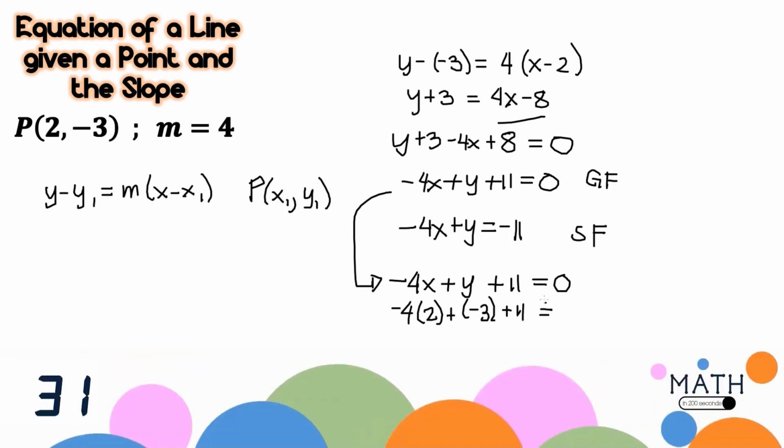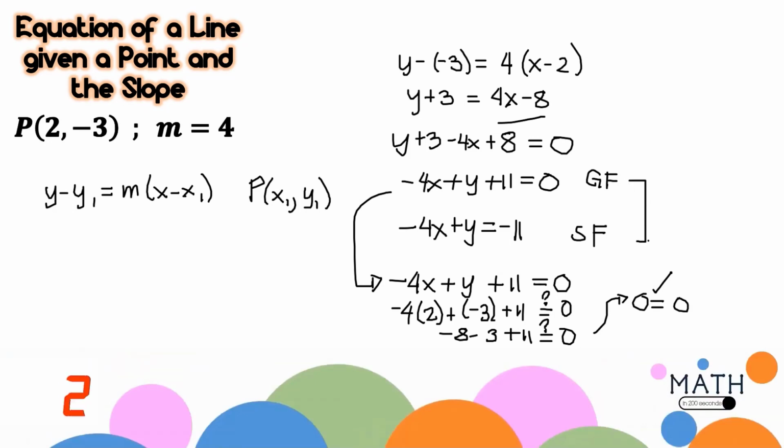Since we are verifying whether our answer is correct or not, please use your question mark. You have here -8, you have -3 plus 11, and you have here 0, question mark still, because we are just verifying. This will give us a result of 0 on both sides of the equation. This signifies that your equation passes through the point (2, -3), and our answers for the general form and standard form are both correct.